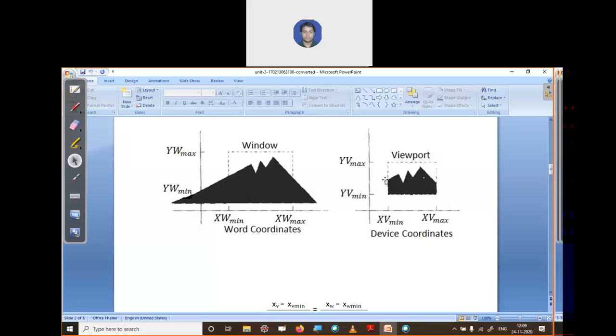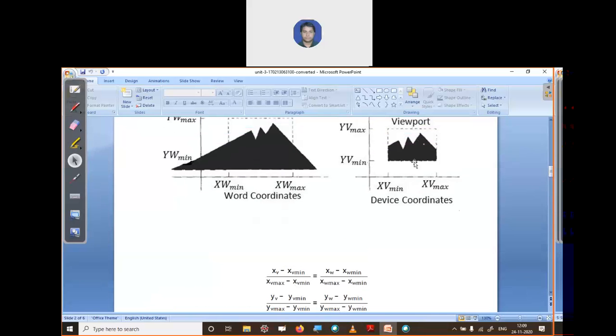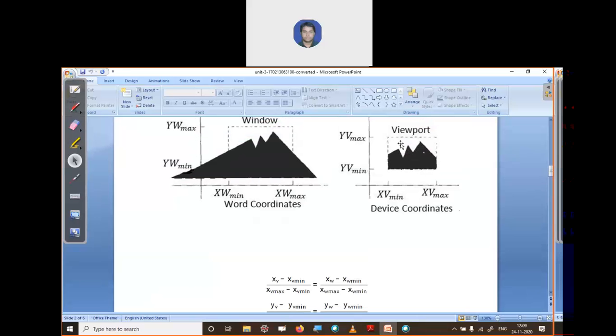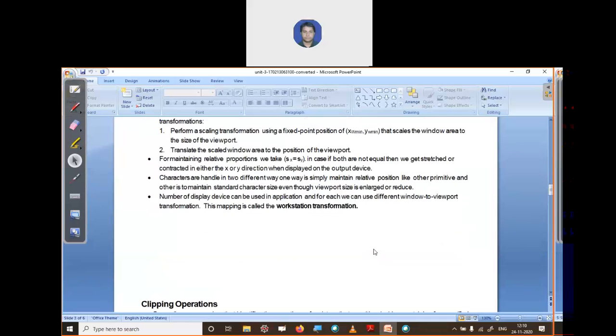These are the coordinates for your window and viewport, and this is the formula from which we can find the points in the viewport from a window. We have discussed it all, so there is no need to discuss it anymore.